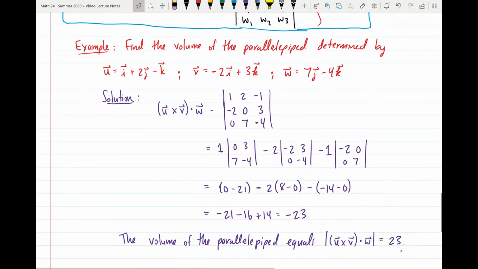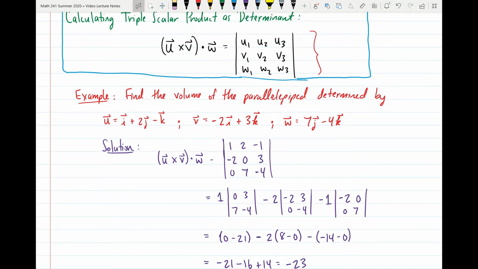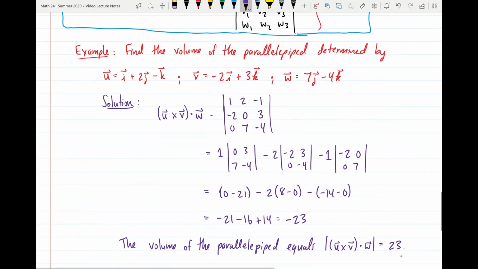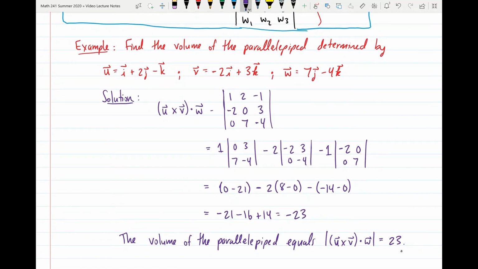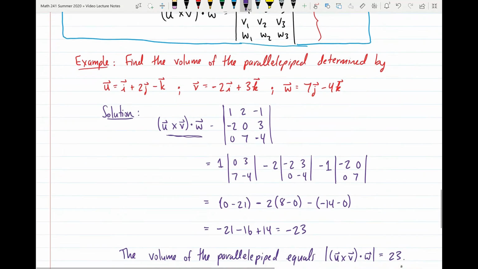And finally, let's just give an example where we find the volume of a parallelepiped. In this case, it's determined by these three vectors, u, v, and w, that I have given below. So we just said that the volume of the parallelepiped is equivalent to the magnitude of the triple scalar product. But the triple scalar product is given by the determinant of the matrix where the first row is the components of u, the second row is the components of v, the third row is the components of w. So now let's just plug in some numbers.